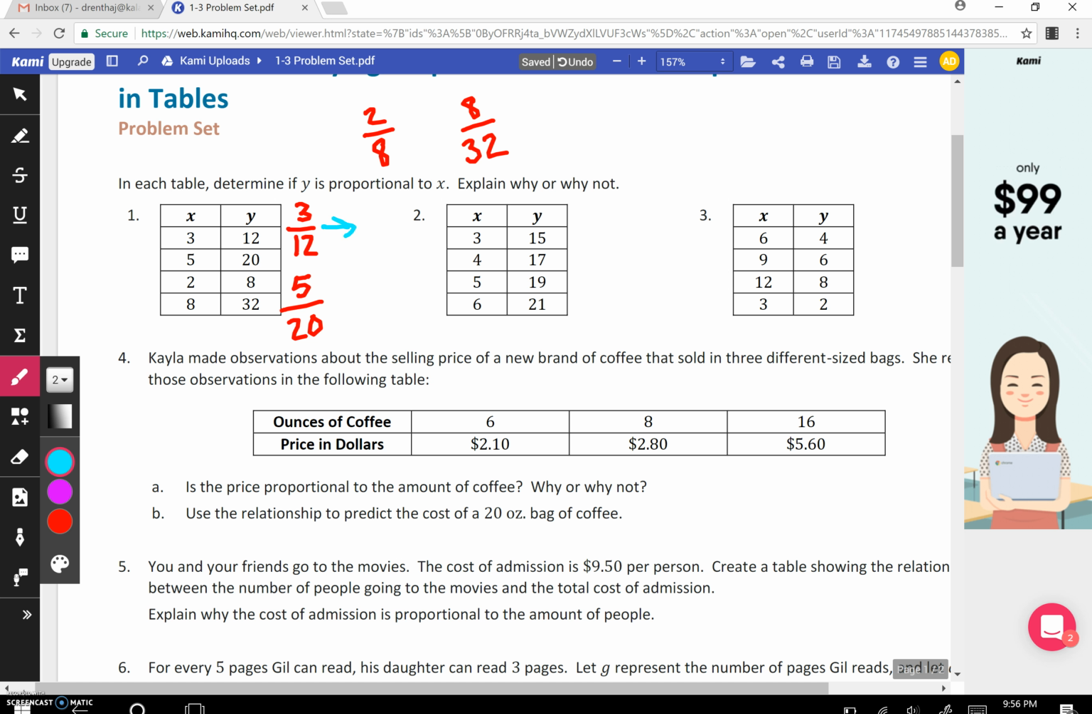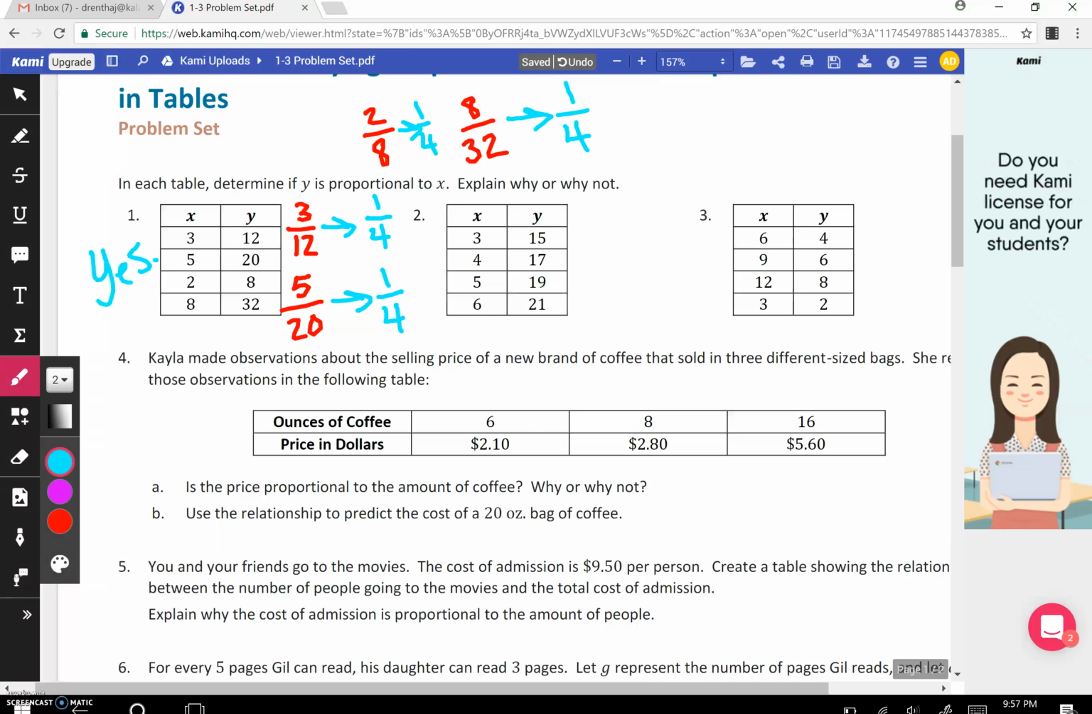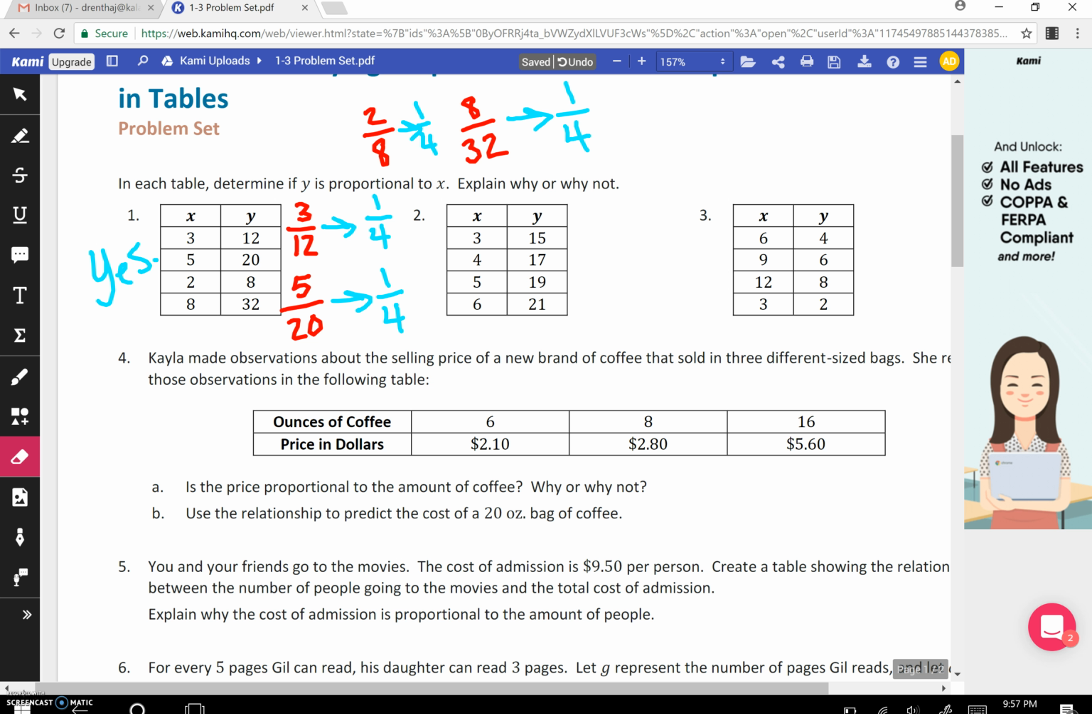So 3/12 simplifies down to 1 over 4. 5 over 20 simplifies down to 1 over 4. 2 over 8 would simplify down to 1 over 4. And 8 over 32 would also simplify down to 1 over 4. So when we look at table number 1, are they proportional? The answer would be yes. I'm going to have you guys try number 2 and number 3 in a similar fashion.